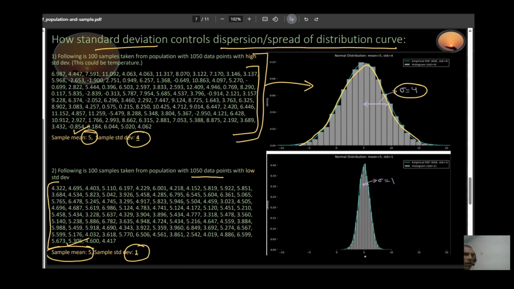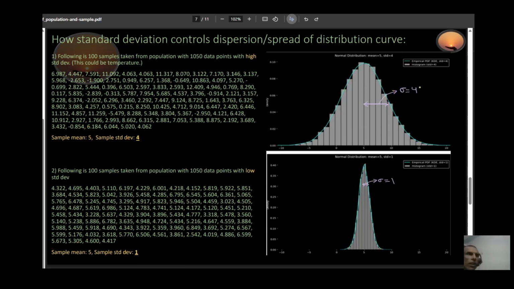So just by looking at the curve, you can tell that if your standard deviation is high, your spread is going to be a little bit wider. And if your standard deviation is low, your spread is going to be low, like this over here.